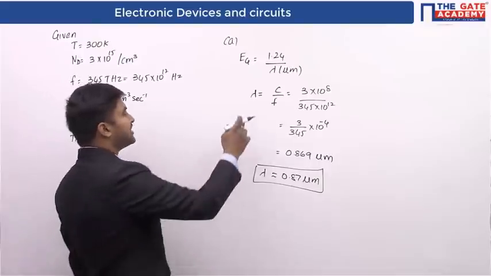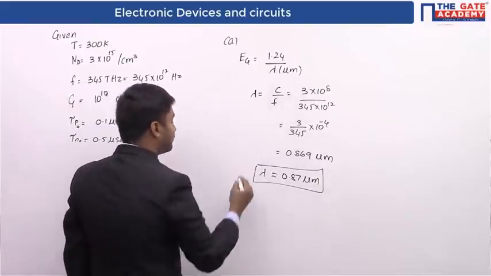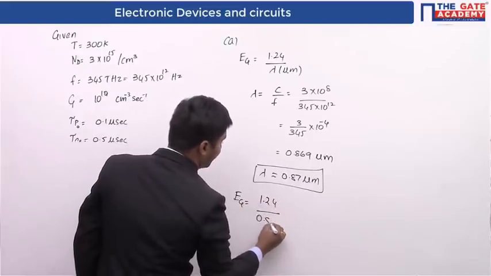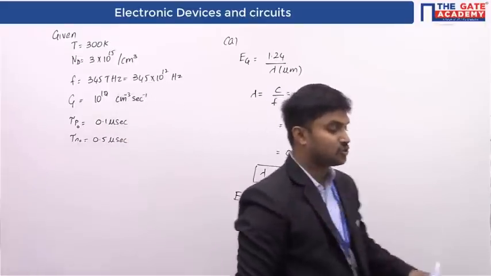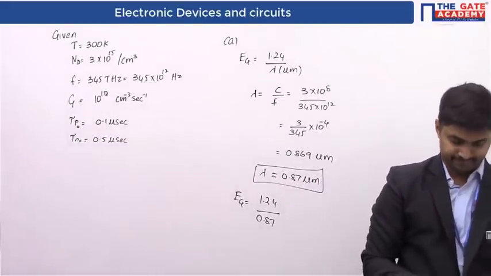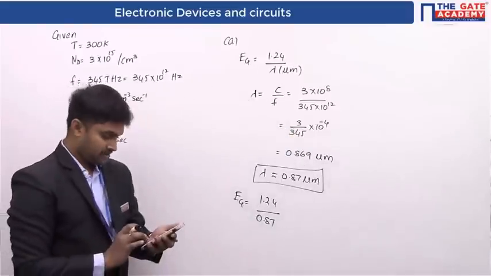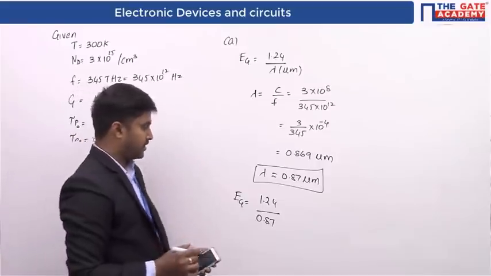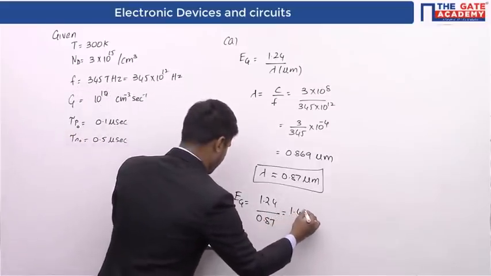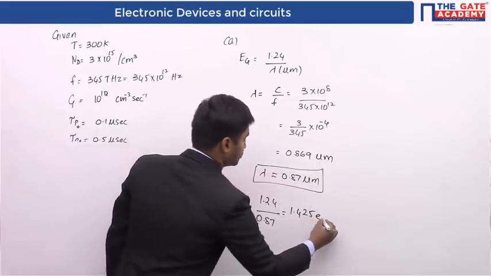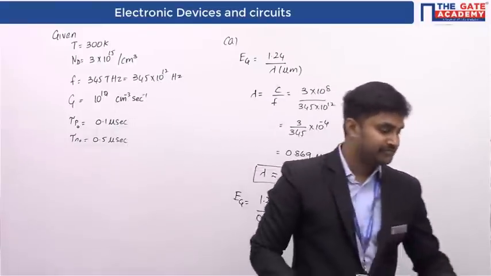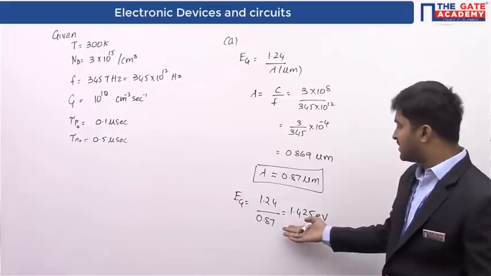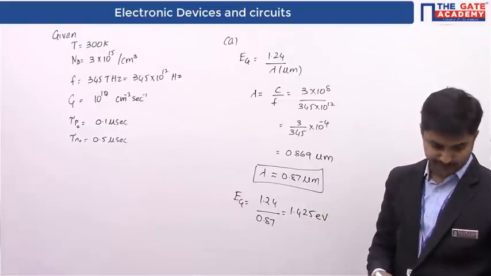Once the value of lambda is known, we can easily find the energy gap. So the energy gap is 1.24 divided by 0.87. Please find the value. It is somewhere around 1.425 electron volts. This is the first part of the question. We have successfully found the energy gap of the semiconductor sample, which is 1.425 electron volt.